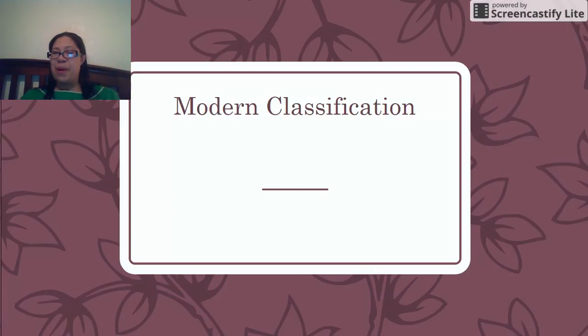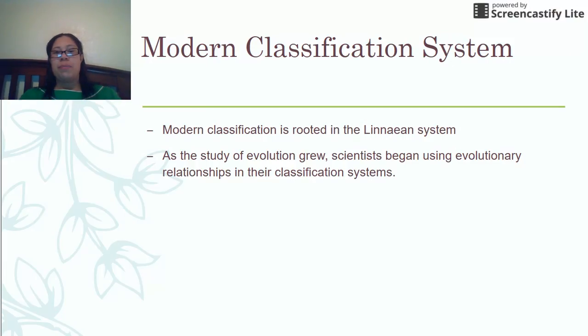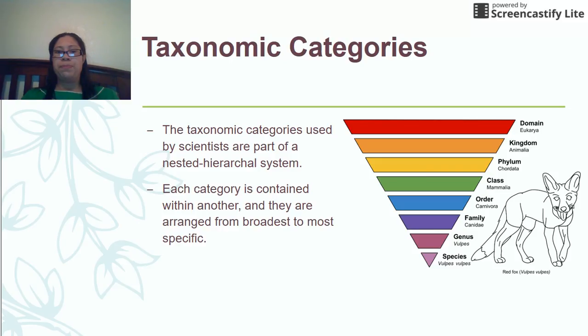All right, let's talk about modern classification. Modern classification is based upon Linnaeus' system, but it's going to pull in evolution, biochemistry, and all of these other things. It's going to be made up of a hierarchy system that starts really broad and very inclusive, and then comes down really, really specific.